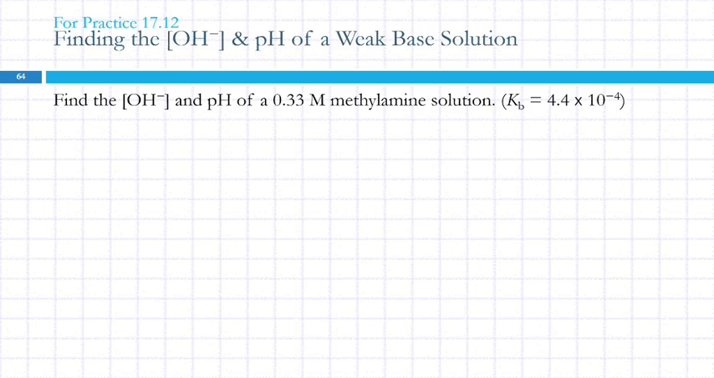Okay, here is a similar question but with a weak base. Find the hydroxide ion concentration and pH of a 0.33 molar methylamine solution. They give us the Kb. They don't give us the formula for methylamine because we don't need it. We can just call it B, B for base. So the base is going to react with water, and it's going to form the conjugate acid plus hydroxide ion.